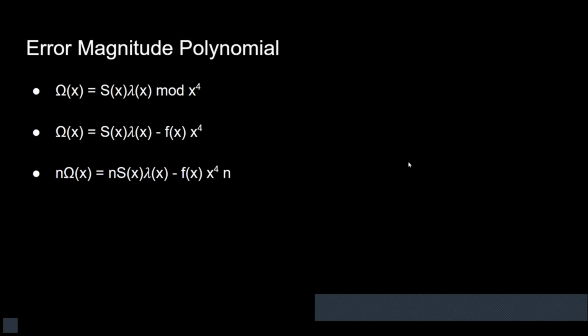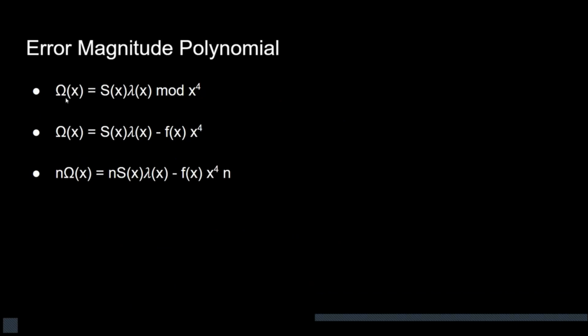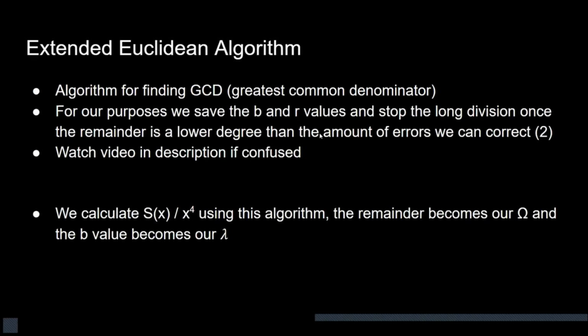The error magnitude polynomial is denoted by omega, and we can first rewrite this as syndrome times locator minus a function f of x times x to the 4th. And we need to multiply this by n on either side, where n is the constant factor from the locator polynomial. Next, we'll be using the extended Euclidean algorithm.